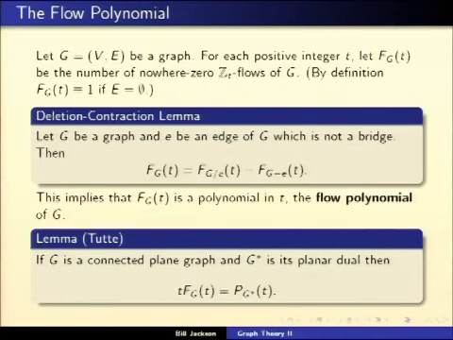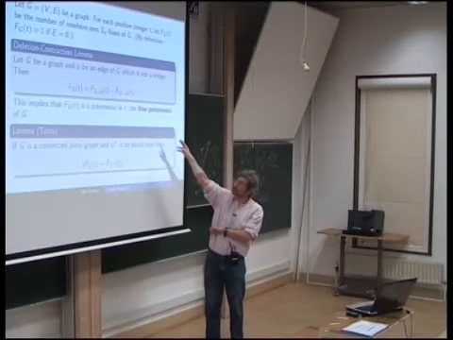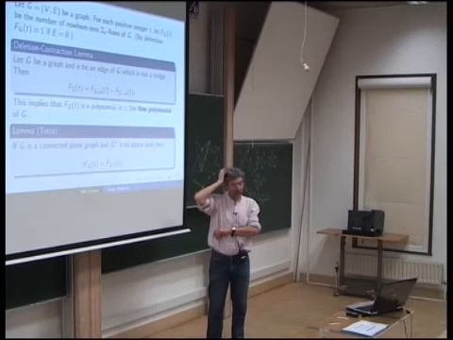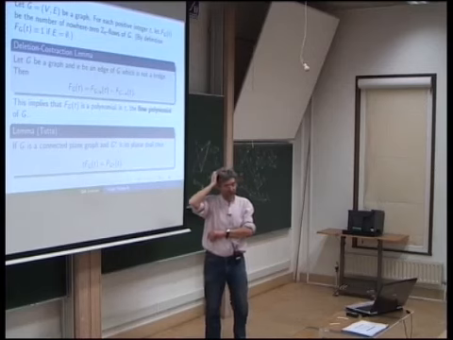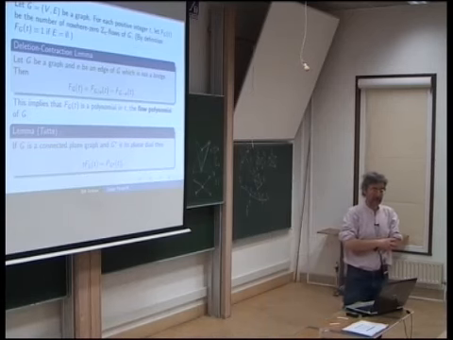Now this is not true if we use integer-valued flows. If we use integer-valued flows, we do not have the deletion-contraction lemma, and we do not have a polynomial. So it means group-valued flows are a lot more natural for counting. I think so, yes.